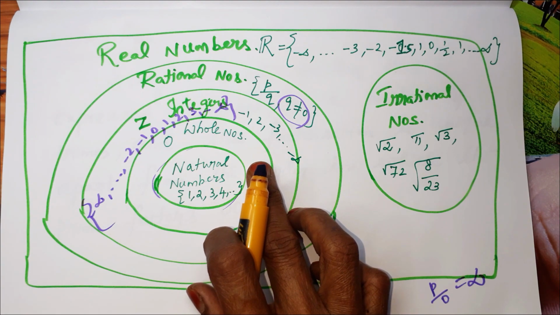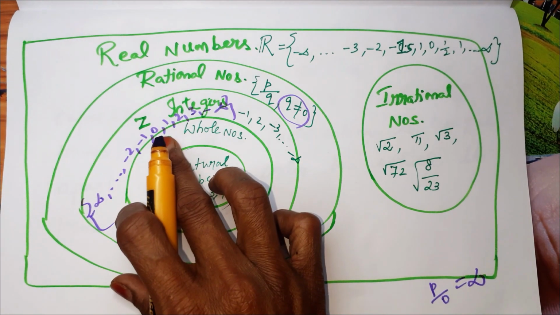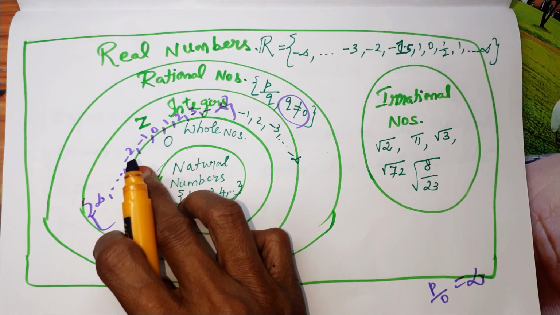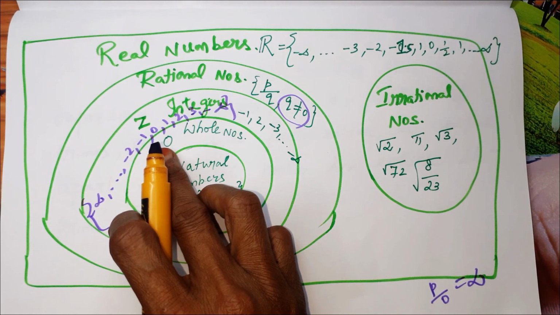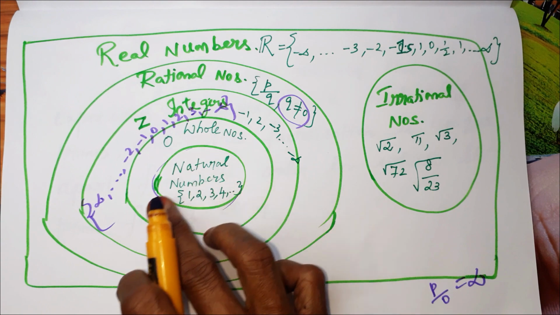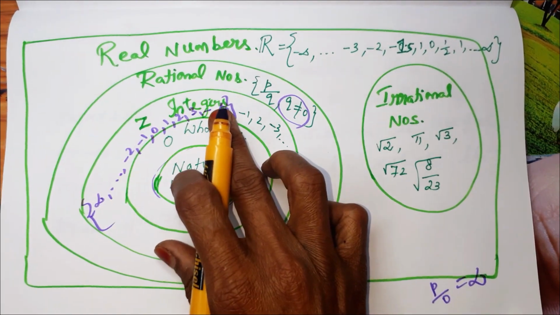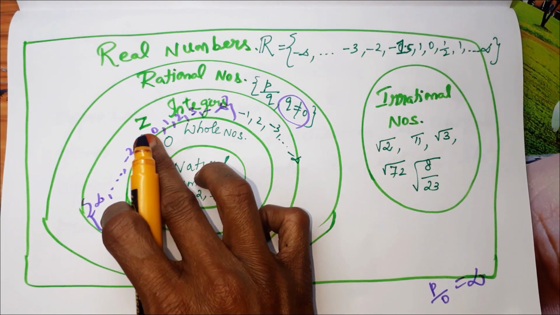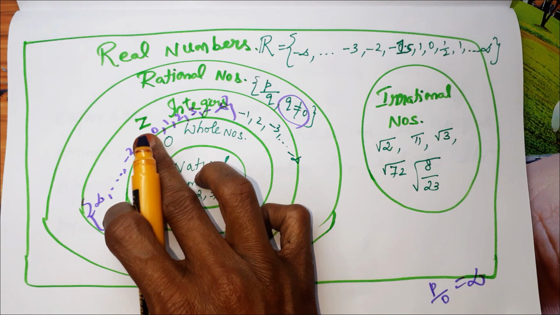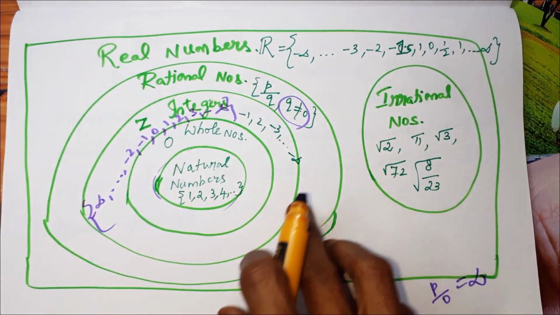On the left side, if we include the negative values, that is minus infinity to minus 2, minus 1, 0, 1, 2, 3, etc., that set is called the set of all integers, and the symbol for integers is Z. Then come to the rational numbers.